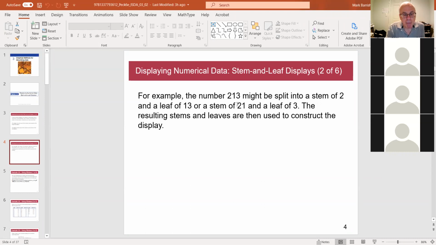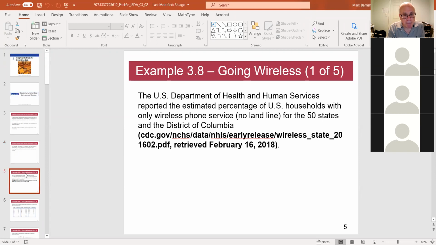here's an example of splitting a number. For example, if you have the number 213 in a data set, you may have a couple different choices if you're going to create a stem and leaf in terms of what the stem would be. If it's all 3-digit numbers, you may want to make the first digit, a 2 in this case, your stem, and then the 13 would be your leaf, or you can make the 21, the first 2 digits of the number, your stem, and the last digit your leaf. All right. Now you may ask, well, what's the point of doing this? Well, I'll show you in a second.